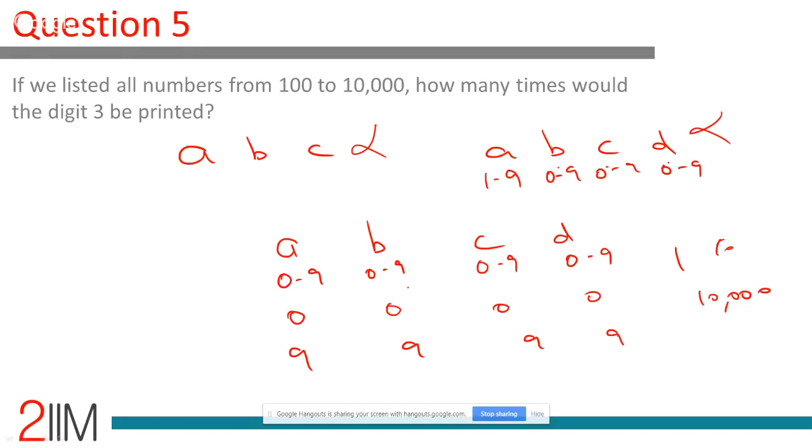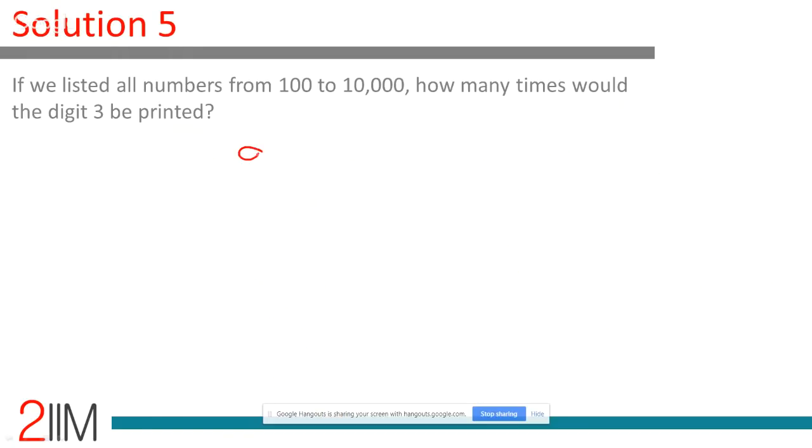Accounting for these two exceptions: instead of 10,000, I'm counting 0. 0 and 10,000 don't have 3s, so I don't have to worry about that. I'm going to account for all of these, then I worry about that 1 to 99 exception differently. I'm reconstructing this question. I'm saying A, B, C, D. I'm accounting for all numbers from 0 to 9999.